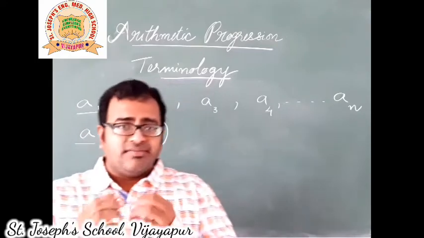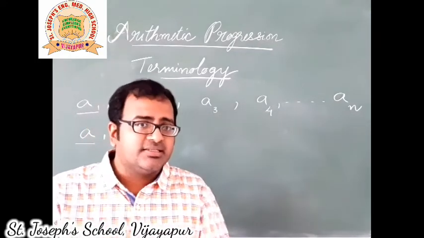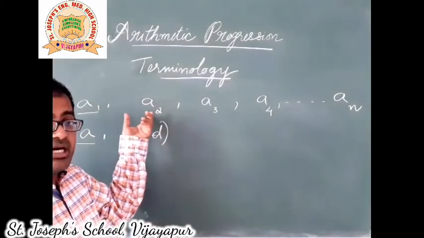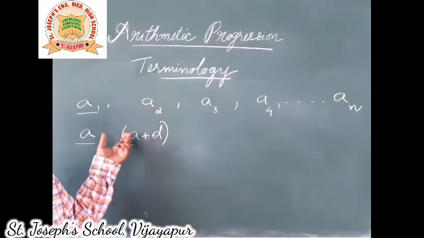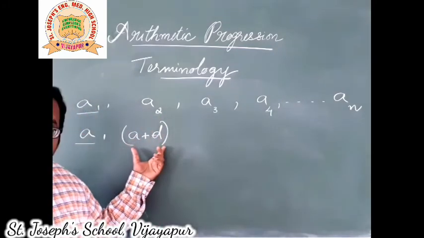If you are having little doubts, please go back, replay the video from there. Please listen until you understand this idea. That is, the succeeding number can be obtained by adding the fixed number D to the preceding number. So you got A plus D.